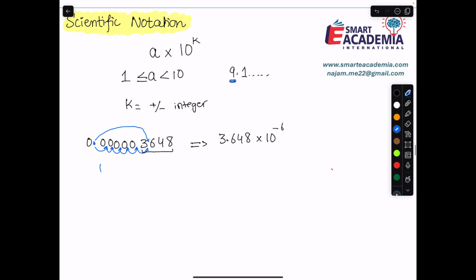Now remember, what is k? If the decimal jumps to the right, k is always negative, and the value of k determines the number of times that my decimal has jumped to the right. So in this case, 6 times, so the value will be 3.648 times 10 to the power -6.